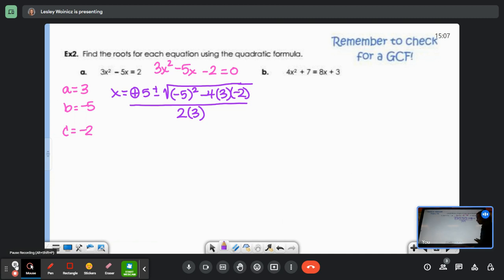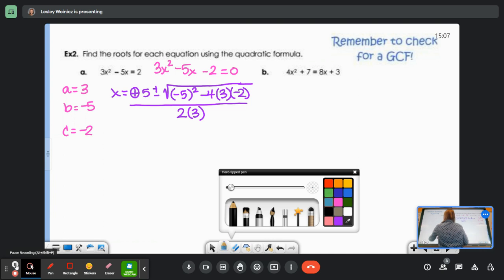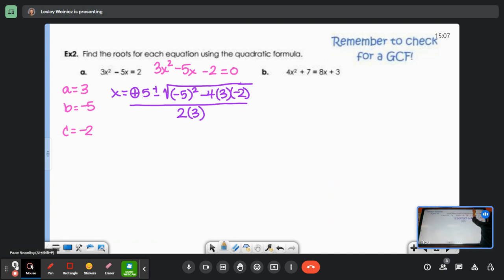Okay, it's time for a little baby rant. You ready? What is negative 5 in parentheses squared? A negative times a negative makes a positive 25. Negative 5 times negative 5 is a positive 25. Okay, so that's what should happen. That's what we want, because we want to square the whole b, even the negative part of it.